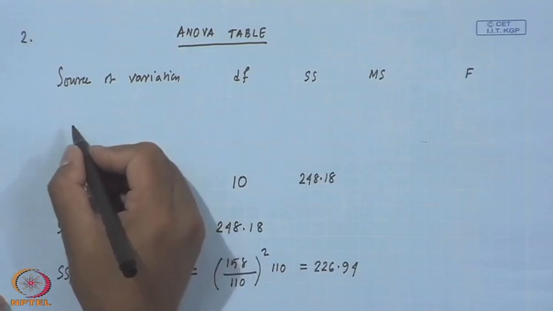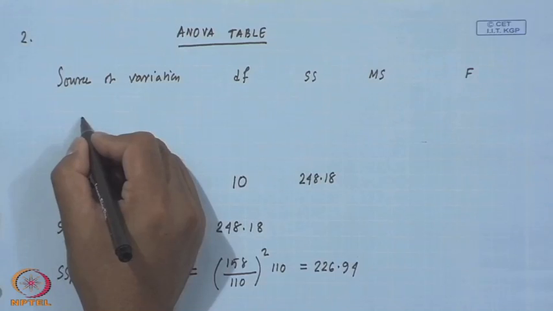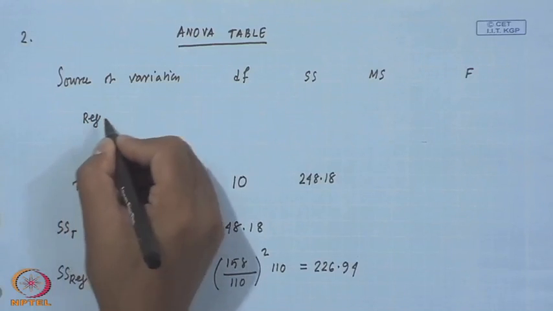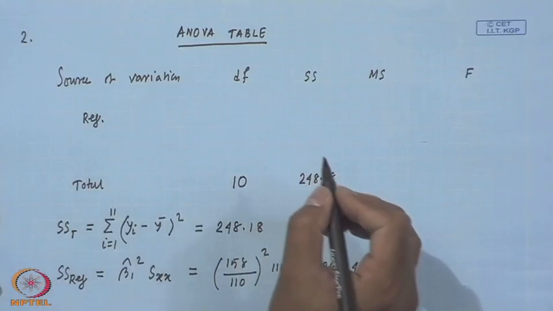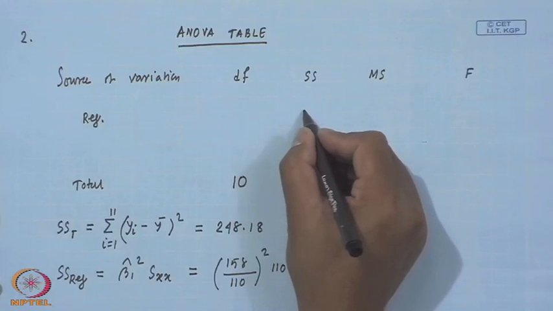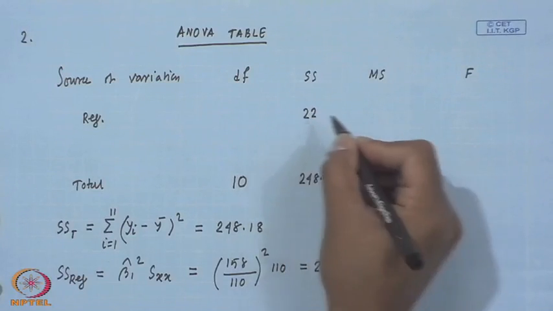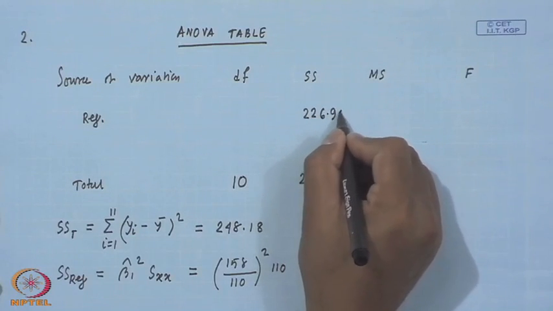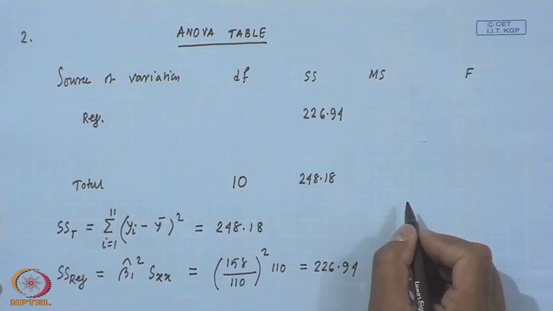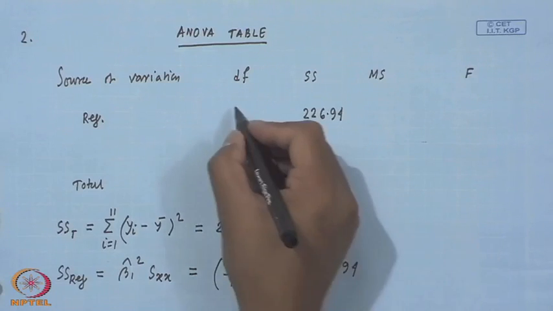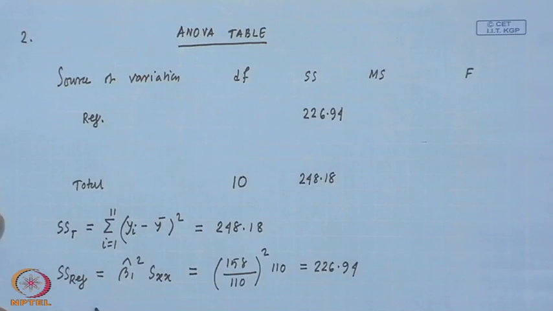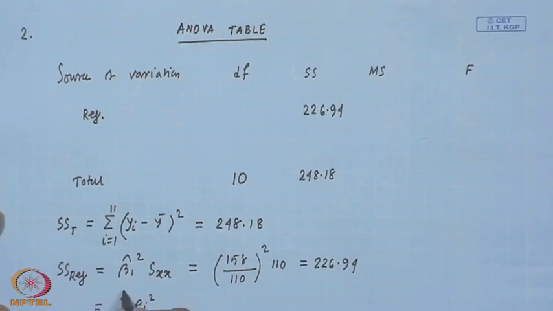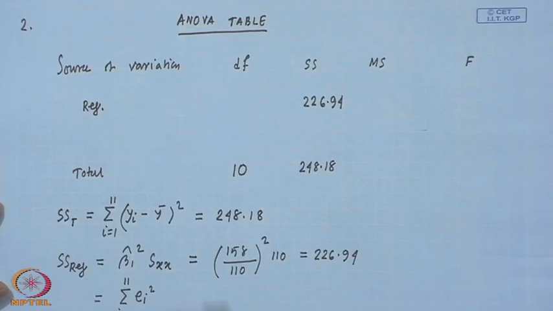Well, so this is regression here and the SS regression is 226.94 and the degree of freedom here. See, SS regression is also equal to the sum of e_i square from i equal to 1 to 11. So, this is another way to compute.